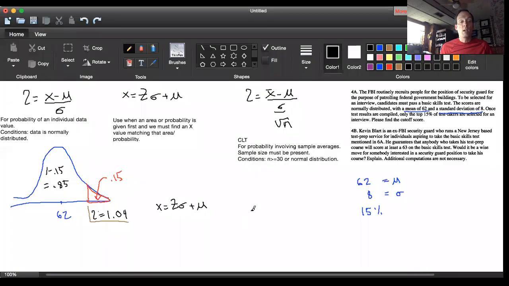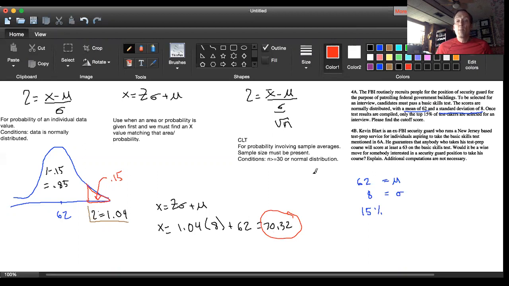Okay, and now that I've got my Z-value straight, I'm going to start to fill in my formula. My X value is going to be equal to Z times sigma plus mu. I fill in my Z, 1.04, times my sigma, which they gave me as 8, and then the average of the distribution is 62. All right, if I do the math on this, I'm going to end up with 70.32. And this is going to be my final answer to the question: if you want an interview, you basically have to get a 70.32 on this basic skills test.